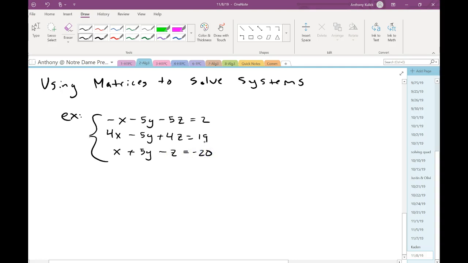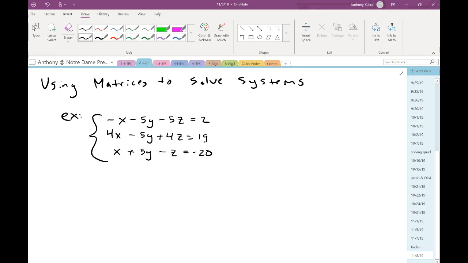Say we have this system: negative x minus 5y minus 5z equals 2; 4x minus 5y plus 4z equals 19; and x plus 5y minus z equals negative 20.